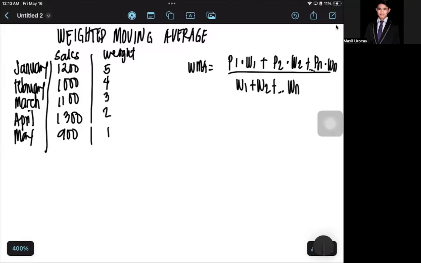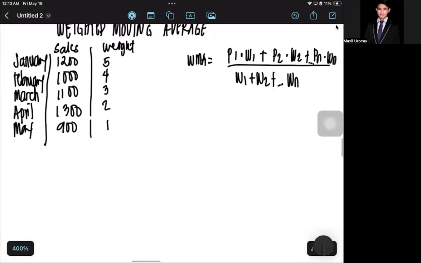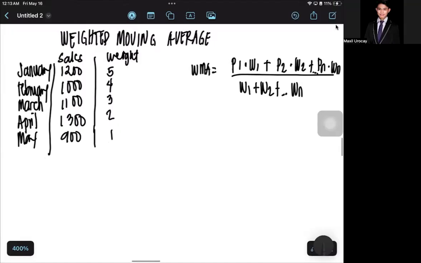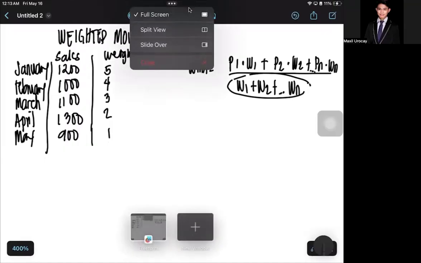Alright, so this will be the calculation of the weighted moving average, and I'll be teaching you how to work on this. Given that our formula for the weighted moving average has P1 times the weight, then P2 times the weight, and so on, all over the sum of the weights, we'll work on that carefully.